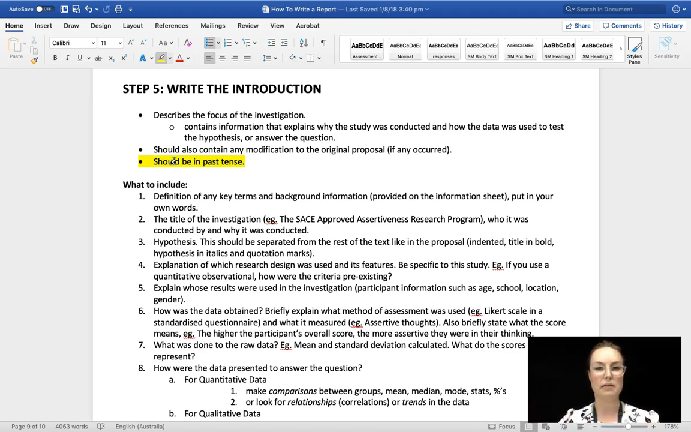So this will be done. This data will be collected. The introduction should be in past tense because you're writing it at the conclusion of your experiment.